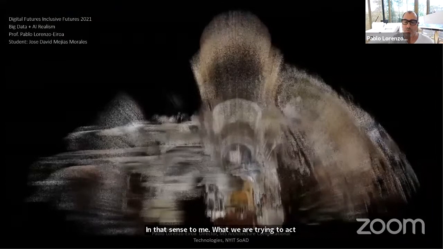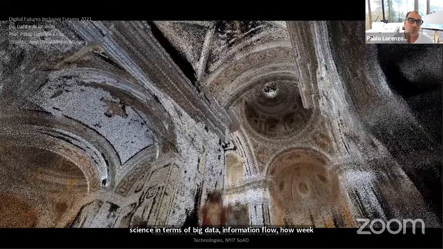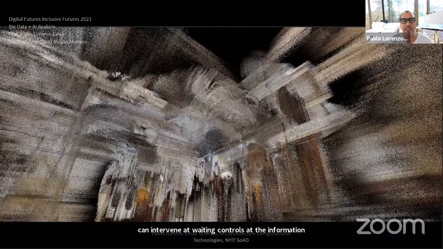architectural agenda. In that sense, to me, what we are trying to activate is a problematic relationship between computer science and data science, thinking about computer science as symbolic computation through algorithmic complexity and parallel processing, but also data science in terms of big data, information flow, and how we can intervene with weighting controls at the information flow level and address a different type of realisms by transforming that reality in real time.